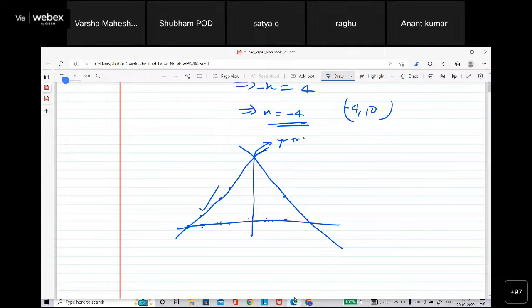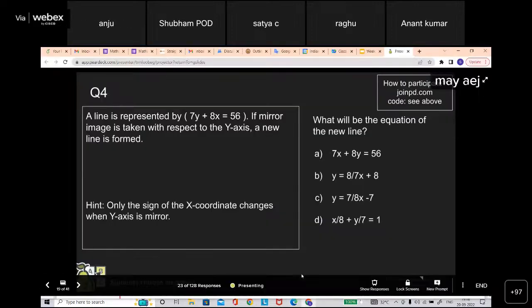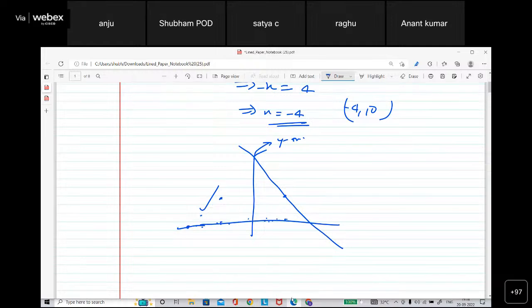Sir, could you repeat the diagram again? I just said, suppose this is the line, okay? This is the line. Yes. So the mirror of this line with respect to this axis, this is y axis, is how it will be. It will be mapped like this, right? So it will be this line. When you take the mirror of it, it will be like this. So what is going to be the equation of this line?